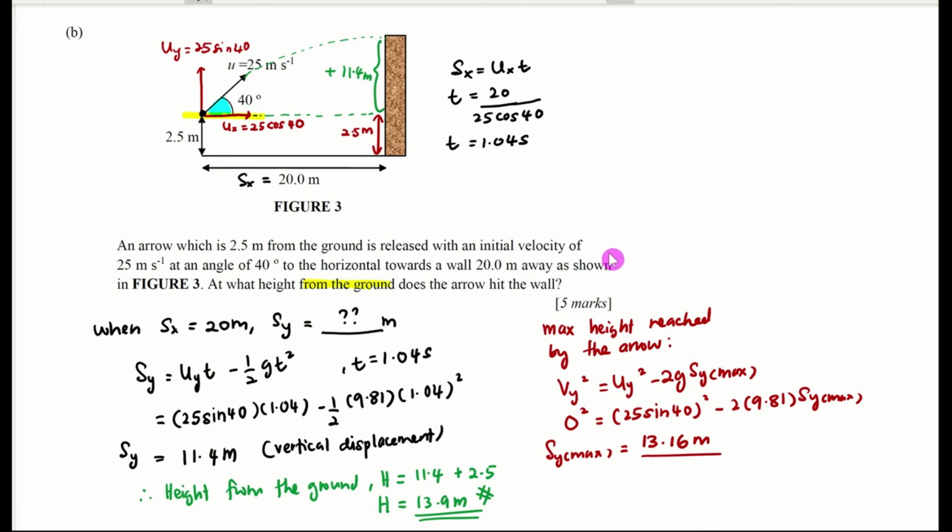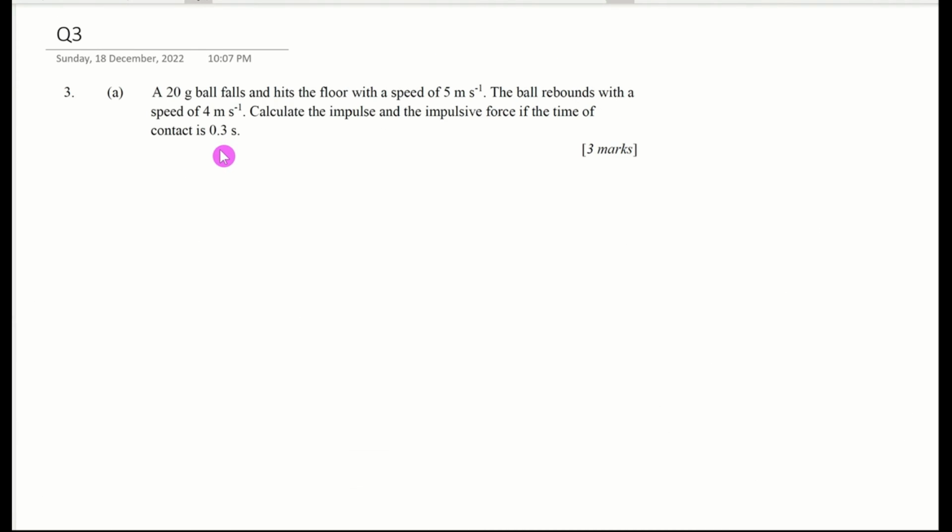Alright, so now finish question number 2. So let's proceed to question number 3. Alright, now question number 3, and this is about impulse. Okay, so 3A, a 20-gram ball falls and hits the floor with a speed of 5 meter per second. The ball rebounds with a speed of 4 meter per second. Calculate the impulse and the impulsive force if the time of contact, okay, is 0.3 second.